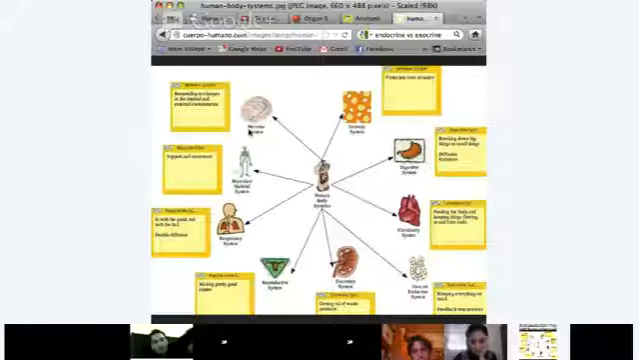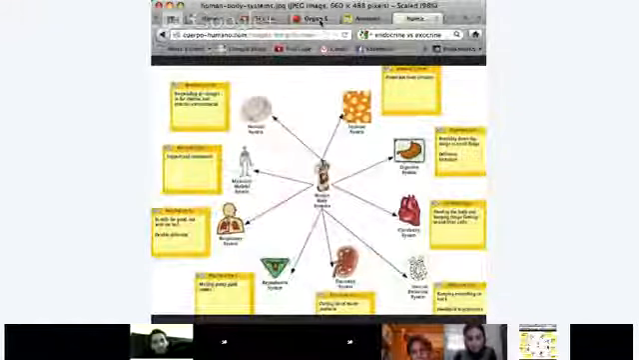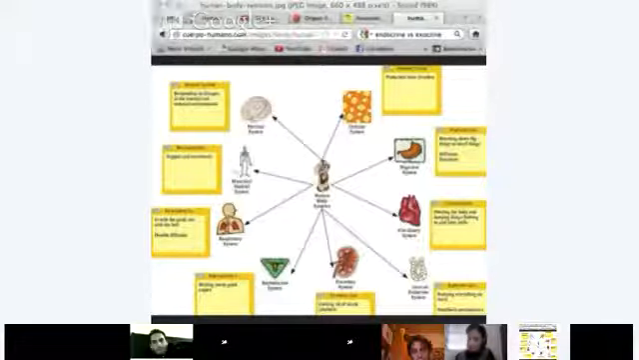We're going to take a quiz now to practice our knowledge of organ systems. So before we do the quiz, does anyone have any questions on material that we've covered so far? Any questions? One question. Yeah.